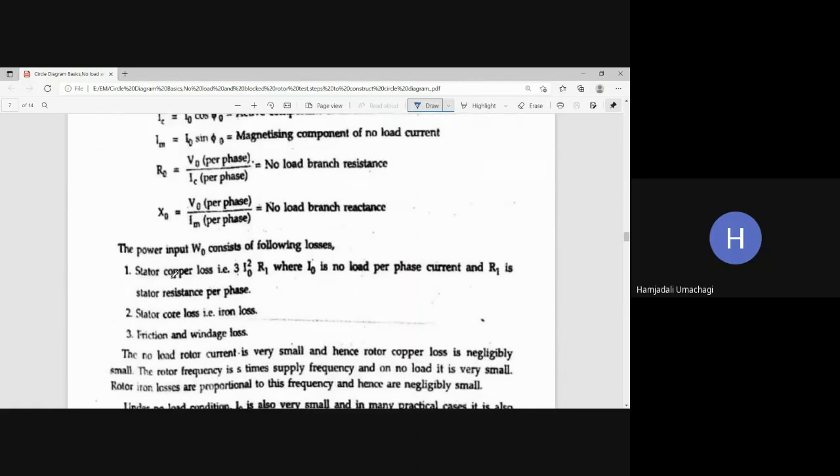Now the power input W naught consists of the following losses. So now, as we have seen here, W naught is nothing but what?